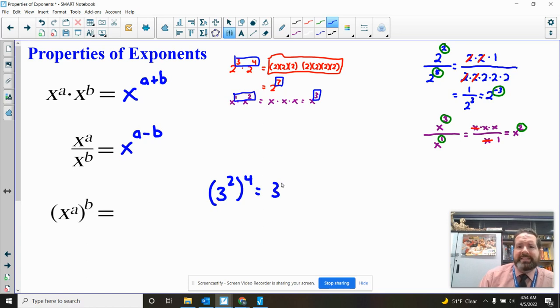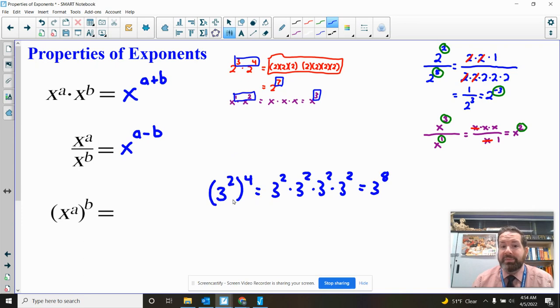That means I've really got 3 to the second times another 3 to the second times another 3 to the second times another 3 to the second. That's what this exponent of 4 tells me. I multiply this 4 times together. Let's now apply our first property that says, okay, if I've got 3 to the second times 3 to the second times 3 to the second, I can add these exponents together. So 2 plus 2 is 4, plus 2 again is 6, plus 2 again is 8. So 3 to the second, in parentheses, raised to the power of 4, ends up being equal to 3 to the power of 8. Looks pretty good.